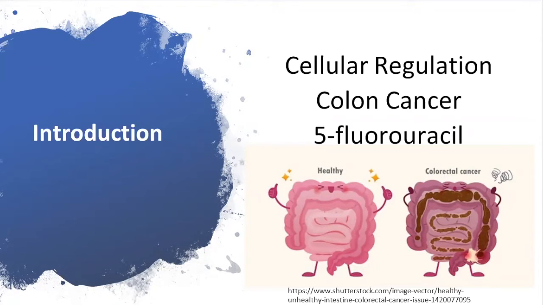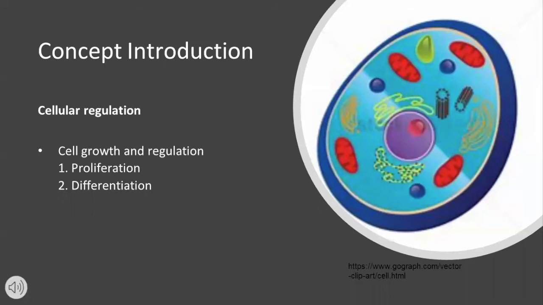The topic we're doing today is cellular regulation, and the exemplar is colon cancer, and the drug is 5-fluorouracil. Cellular regulation is a cell's drive to maintain homeostasis during all its actions. In regards to cell growth and regulation, it normally involves proliferation and differentiation.